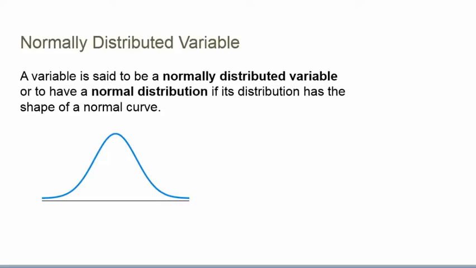Normally distributed variable. A variable is said to be a normally distributed variable, or to have a normal distribution, if its distribution has the shape of a normal curve. In the picture of the normal curve, it goes up from left to right, peaks in the middle, then goes down from left to right.